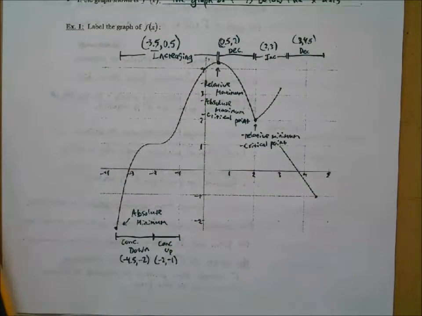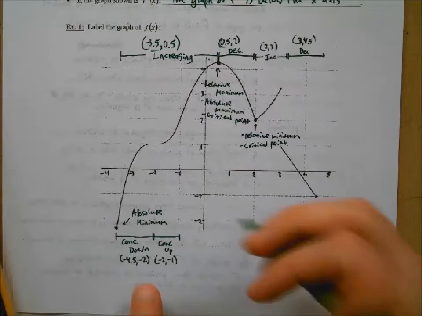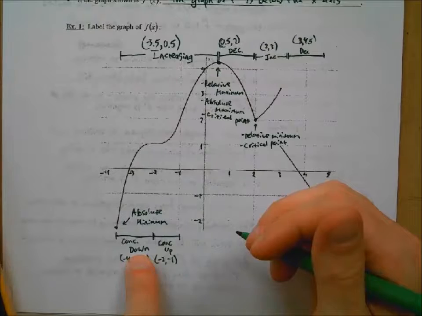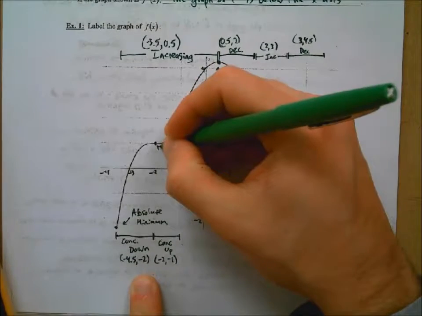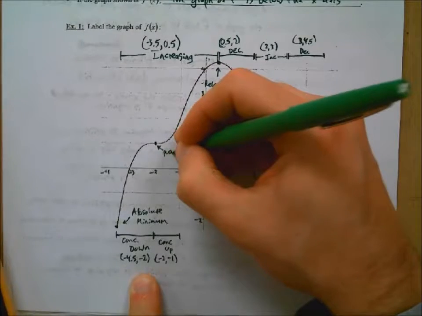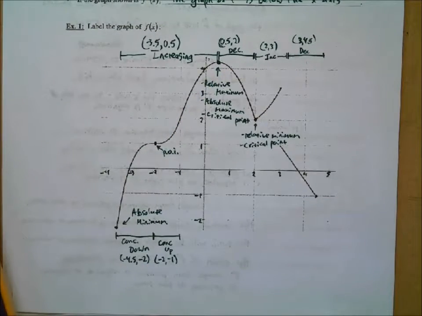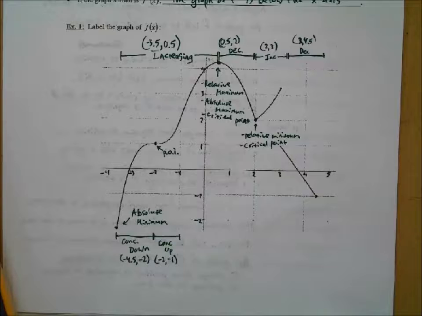Okay. Since we changed from concave down to concave up, what have we located? Point of inflection at -2, right? Because that's where we changed from concave down to concave up. So at -2, point of inflection. And again, I'm going to abbreviate just because we just don't have a whole lot of space.